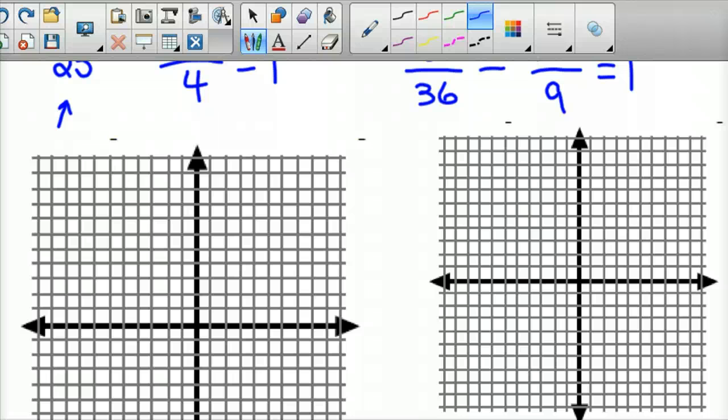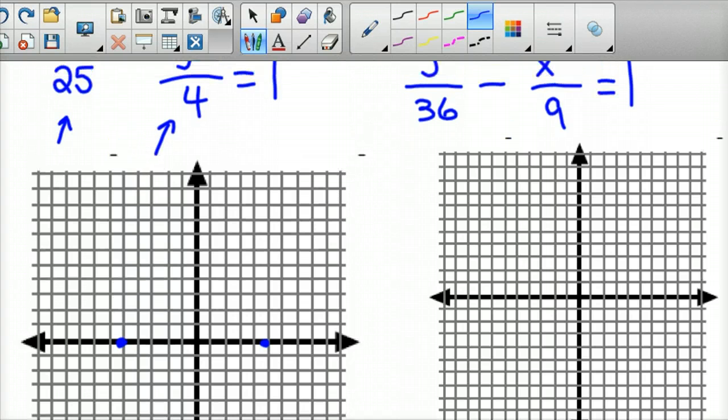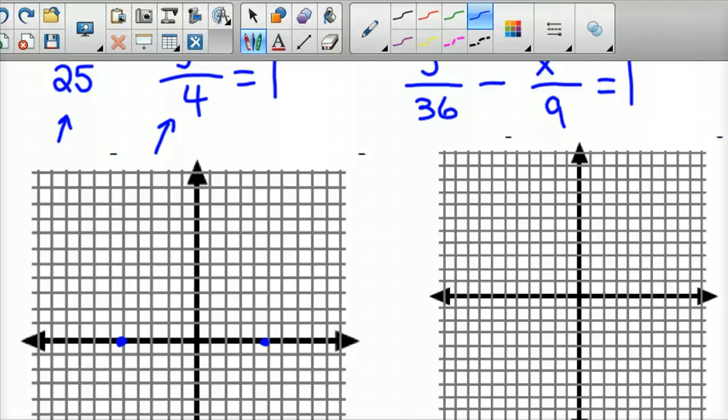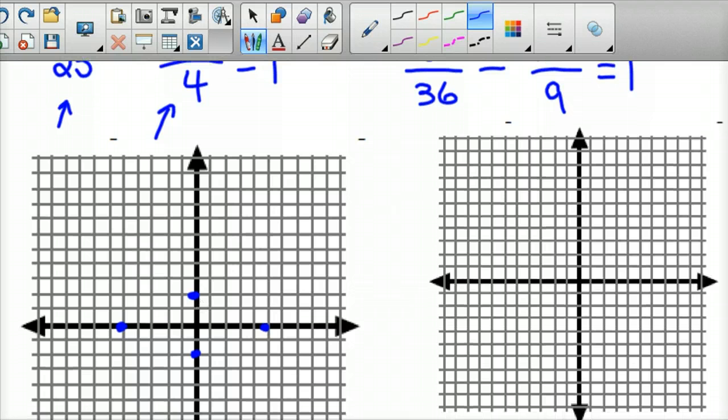1, 2, 3, 4, 5. 1, 2, 3, 4, 5. And then the 4 under the y says we're going to go up and down 2 along the y-axis. So 1, 2, and 1, 2. And we're not actually going to build our hyperbola. We are going to build our hyperbola, but what we've just created is the scaffolding to graph that.